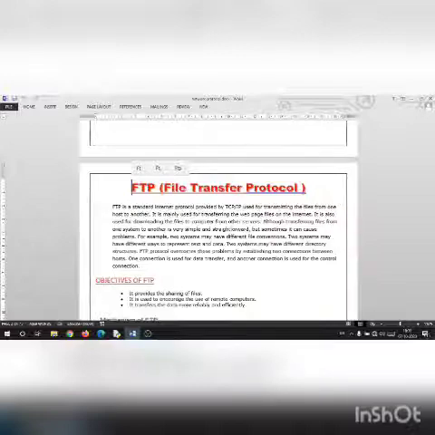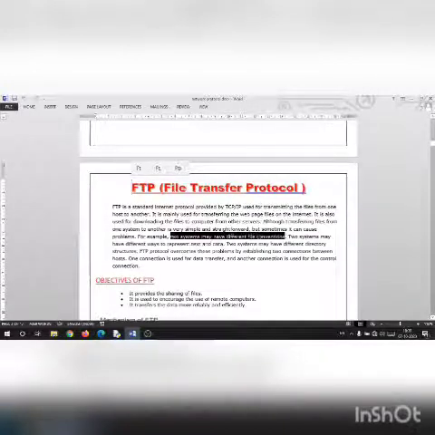So the FTP protocol overcomes these problems by establishing two connections between hosts. FTP will create two connections. One is the data connection, which is used for transferring the data, and the second is the control connection, which will take care of these problems. What kind of problems?